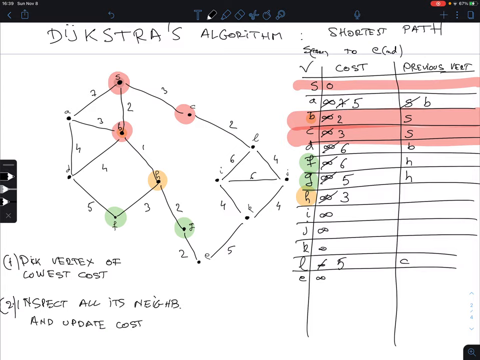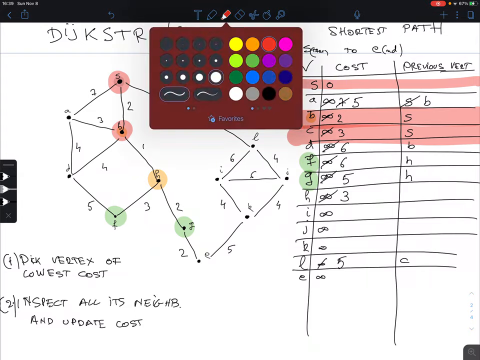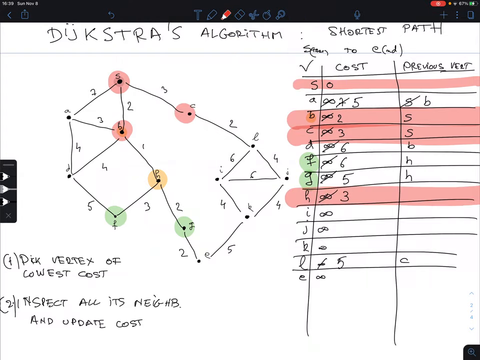Okay, I'm done with H, so H goes. I put a big red mark on it. These colors are just for you to see what I'm doing. But H is done. What's the lowest cost that is still in play? 5 or 6, so it doesn't matter. I'm going to pick A here.